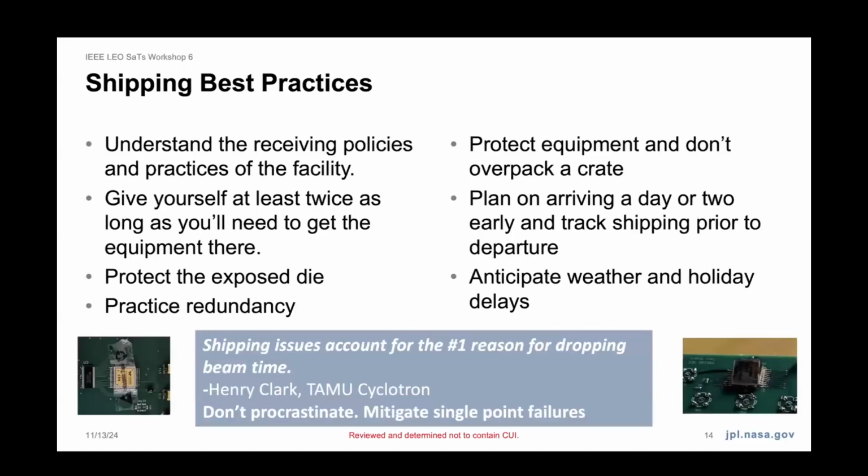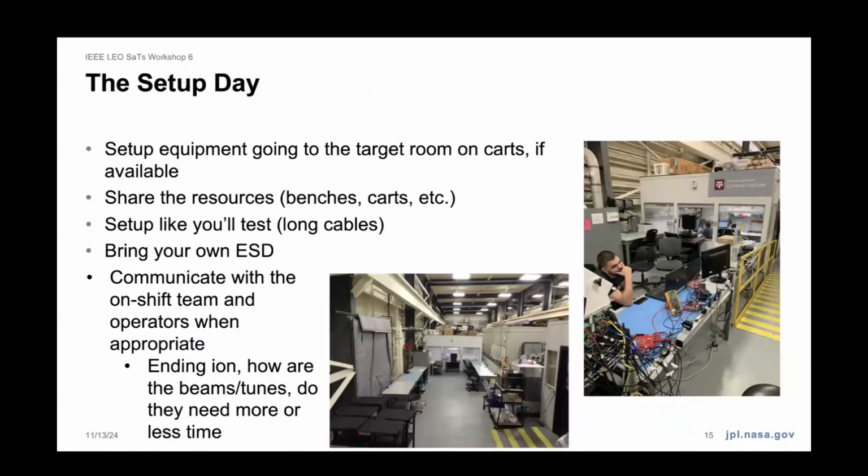Real briefly on shipping, I know that this seems kind of like a silly thing to talk about, but according to Dr. Henry Clark at Texas A&M Cyclotron, shipping issues account for the number one reason people drop beam time. Stuff just doesn't get there. So pack early, ship early, give yourself twice as much time as you think you'll need. Anticipate if there's going to be weather or holiday impacts to the shipping, and then take care of your parts. Right, we've depackaged these parts. We've got exposed bond wires. Make sure that you pack in a way that things won't get damaged while you're shipping. And then you also want to give yourself time when you get there in case something does happen.